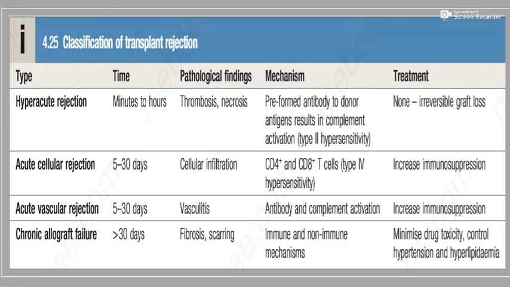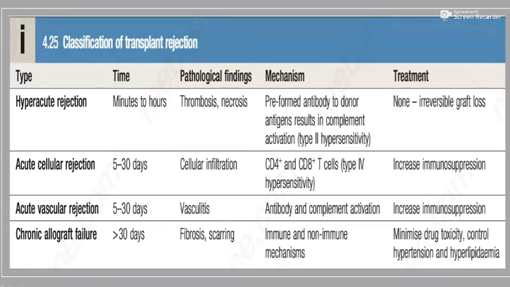Acute cellular rejection occurs 5 to 30 days, and acute vascular rejection also 5 to 30 days. Meaning acute is within 30 days. Okay, the word acute here in transplant means within 30 days. In cellular rejection there will be cellular infiltration, in vascular rejection there will be vasculitis. Both acute, the treatment is increasing immunosuppression. Okay, acute rejection: increase immunosuppression.